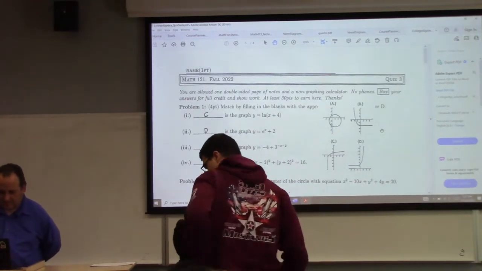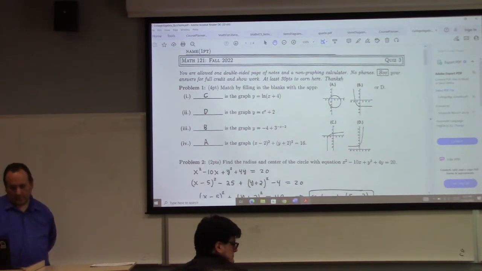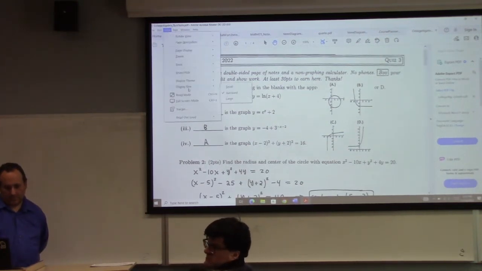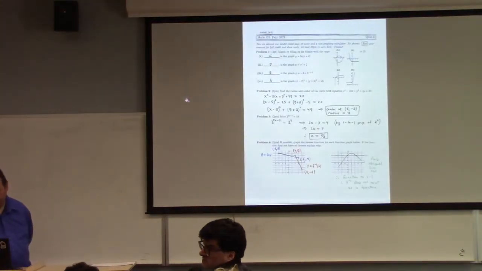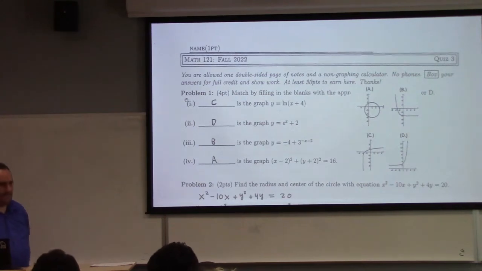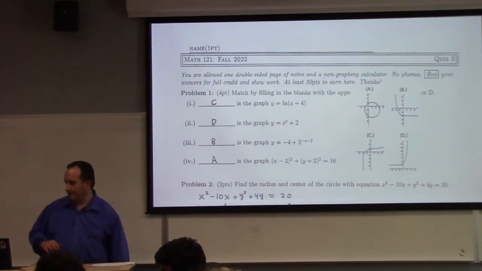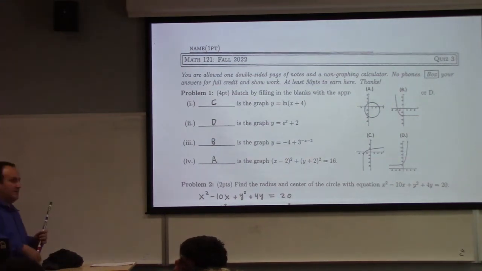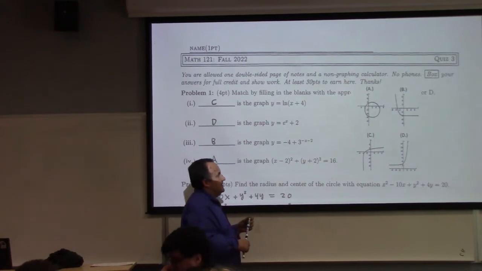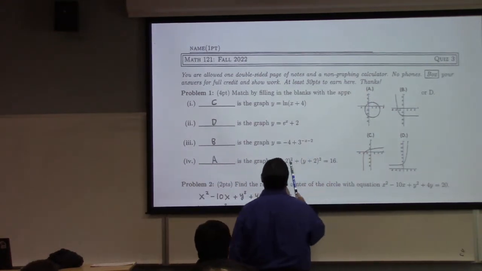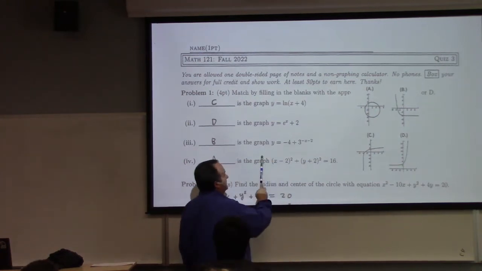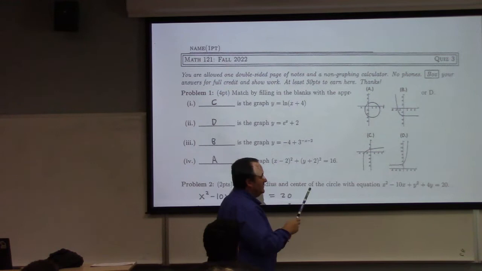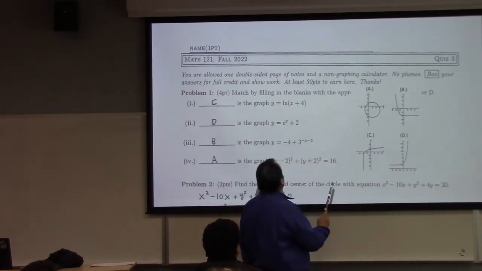Let me get back to the start of this thing. So any questions about number one? So here's my logic for number one. That's a circle, so it's got to be this one, because that's the only one that's got the equation of a circle. This is a natural log, which means it's got a vertical asymptote. The only one with a vertical asymptote is this one, so that has to be that one. So C is the first choice.